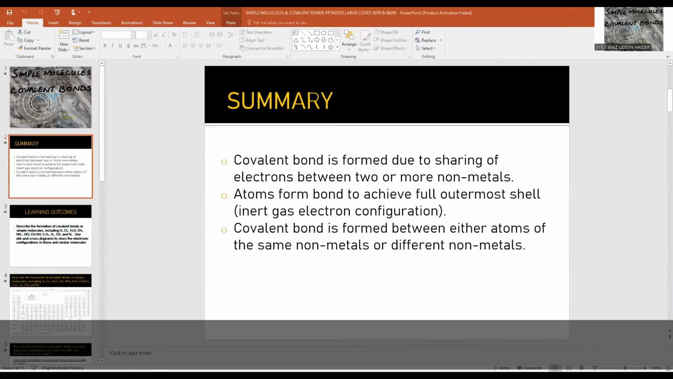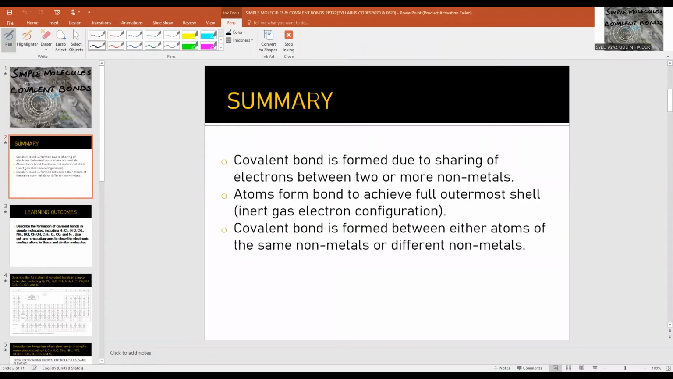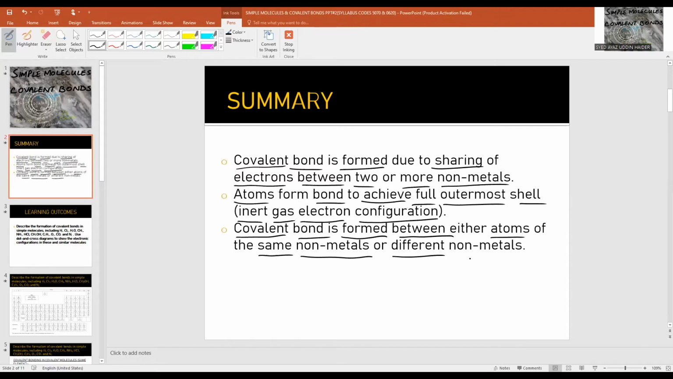So here's the summary of the last lesson. Covalent bond is formed due to sharing of electrons between two or more nonmetals. Atoms form bond to achieve full outermost shell, that is inert gas electron configuration. Covalent bond is formed between either atoms of the same nonmetals or different nonmetals.